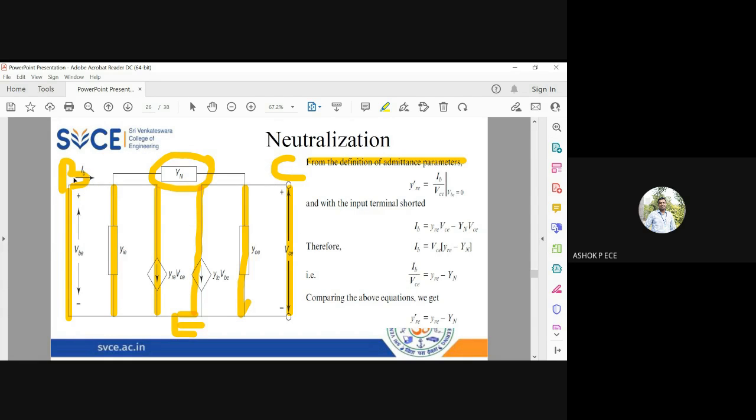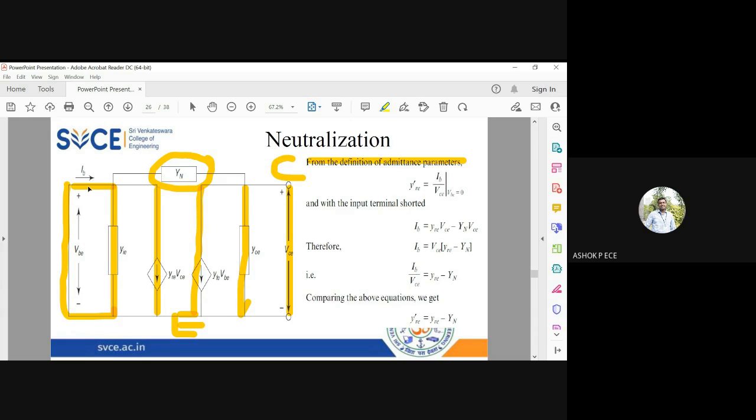So input side I consider base current. Output side I consider the collector to emitter voltage. So it is IB by VCE when VB equal to 0. VB equal to 0 means input side I'm going to short circuit. So see here the input side is short circuited. So VB is 0. Input side is short circuited to find what is YRE.